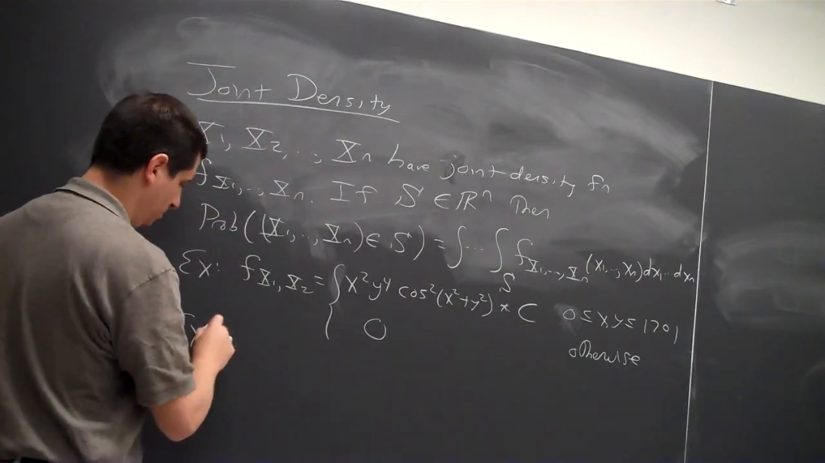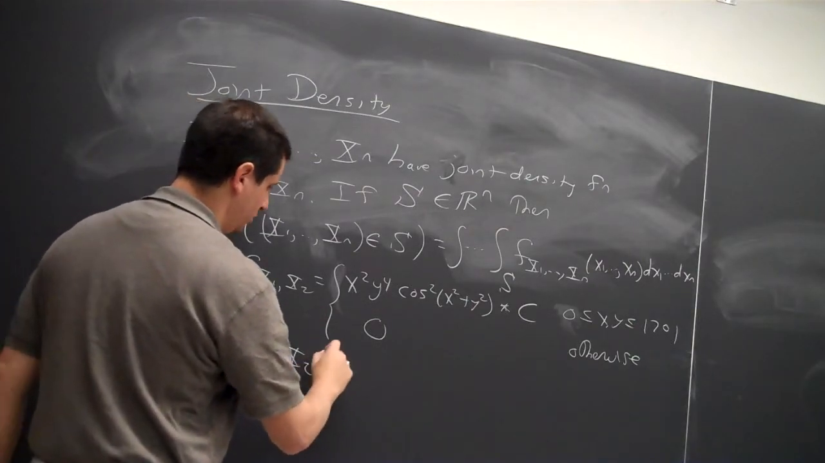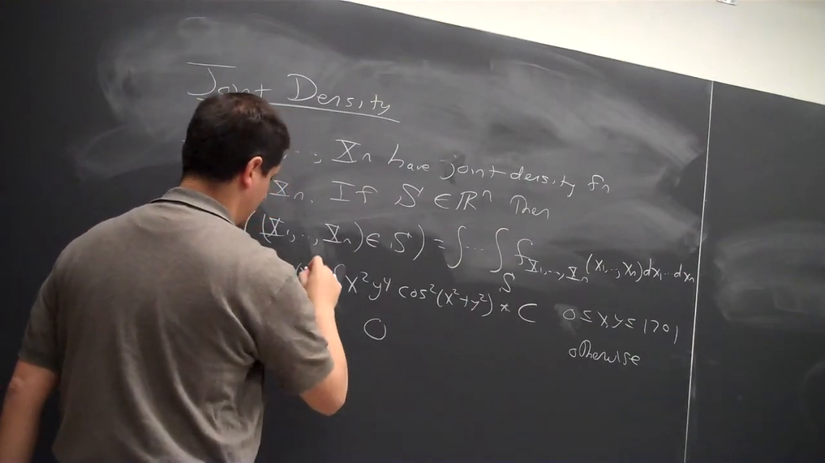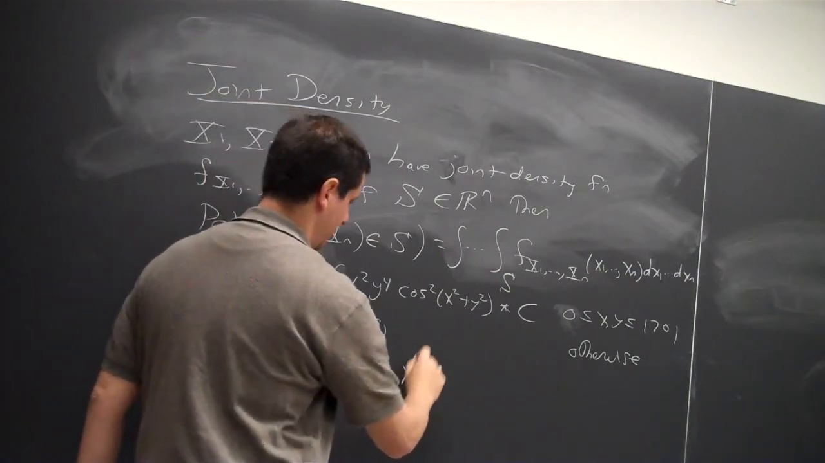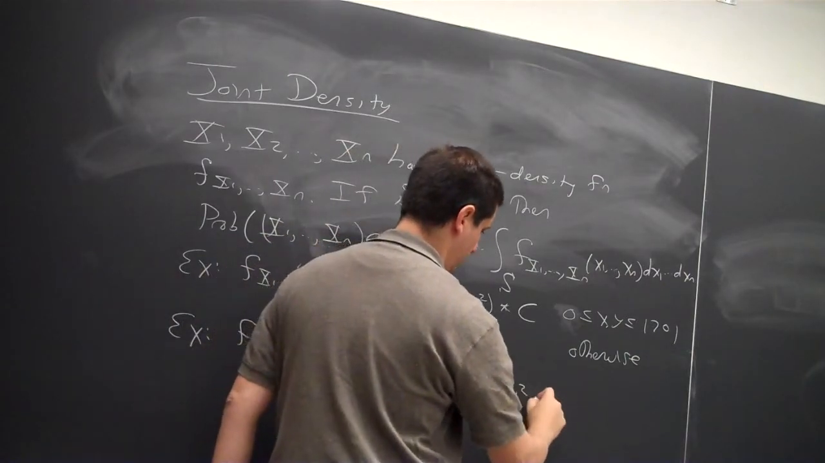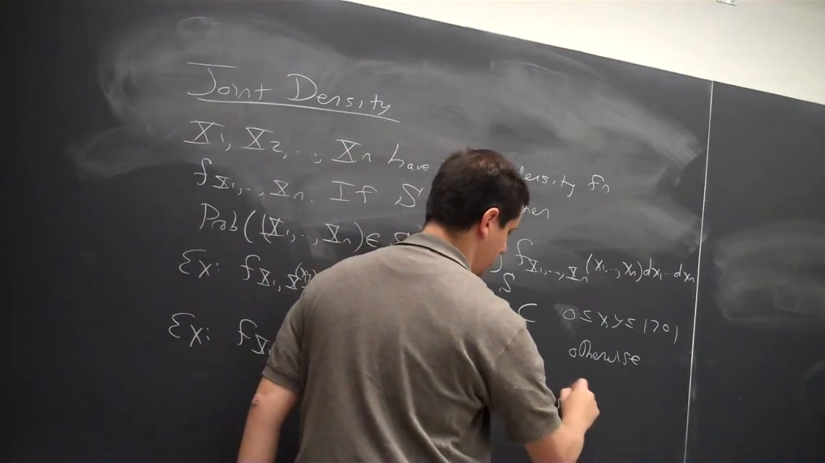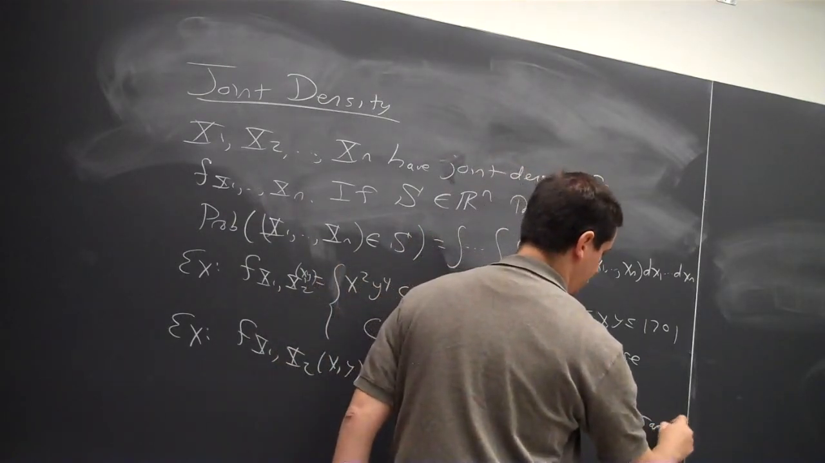A better example would be f(x1, x2), and this should be f(x, y), I guess, equals x squared y to the fourth cosine squared of x squared times cosine squared of y squared times c in the same regions as before.